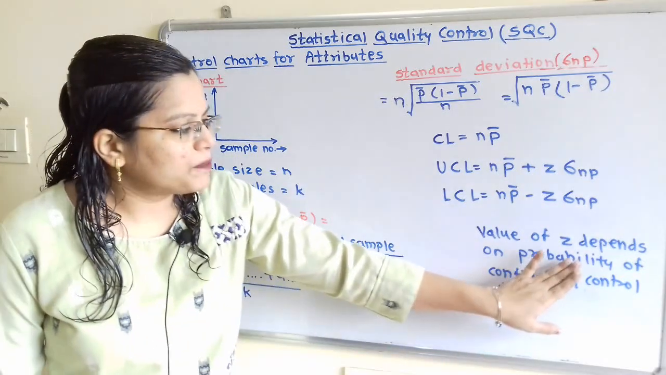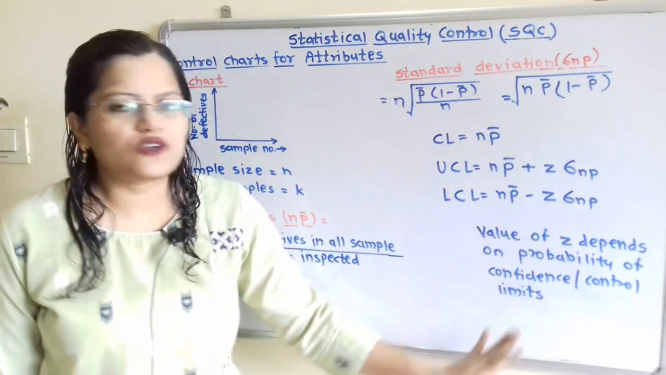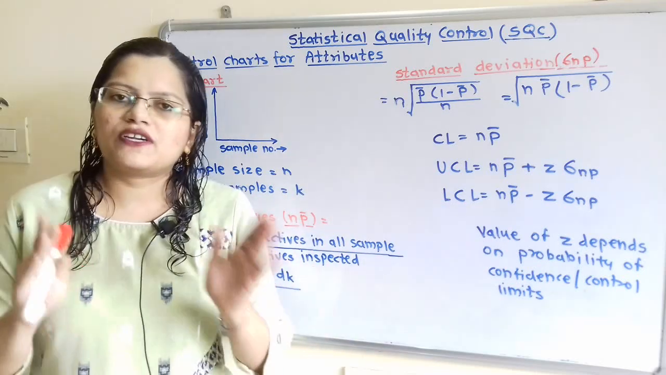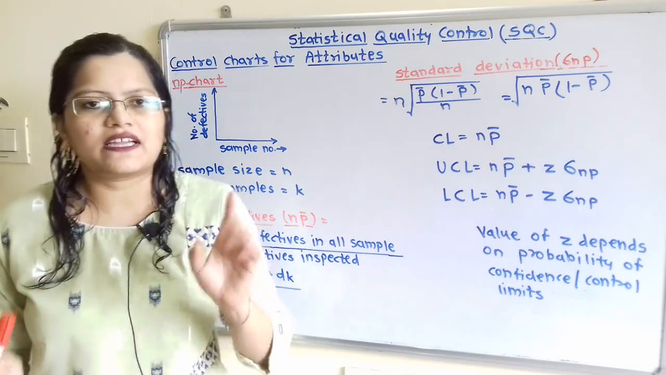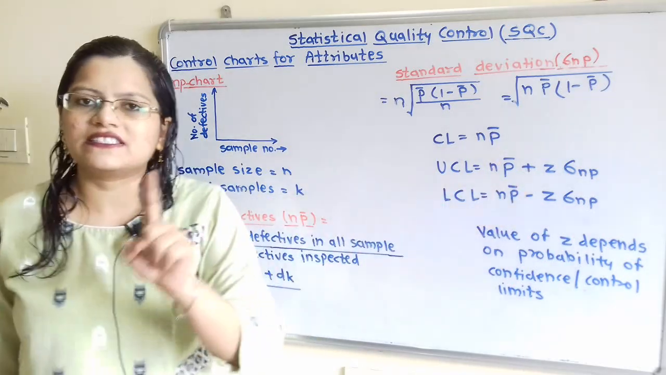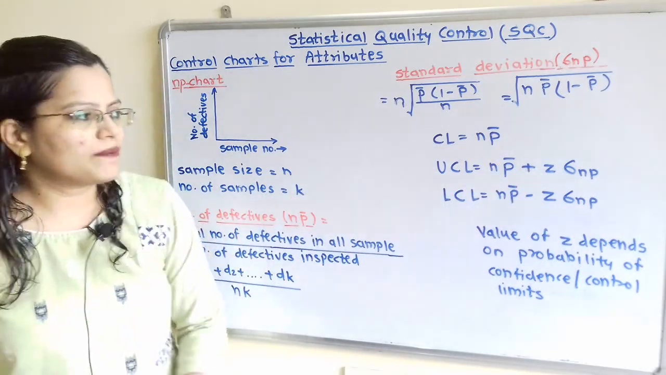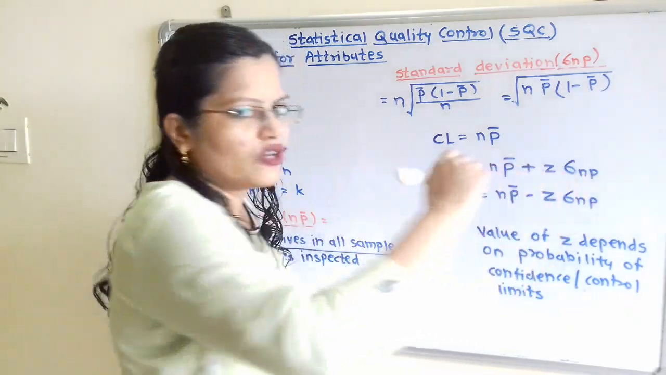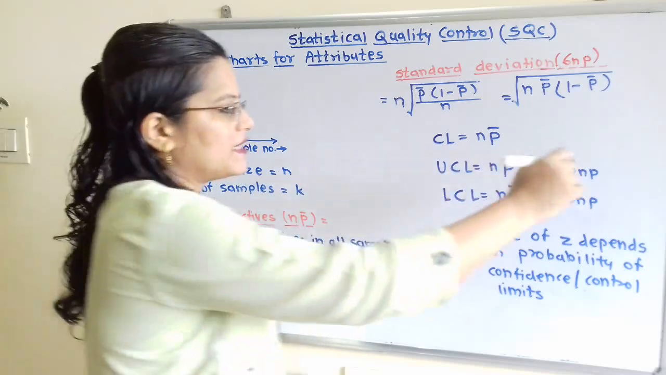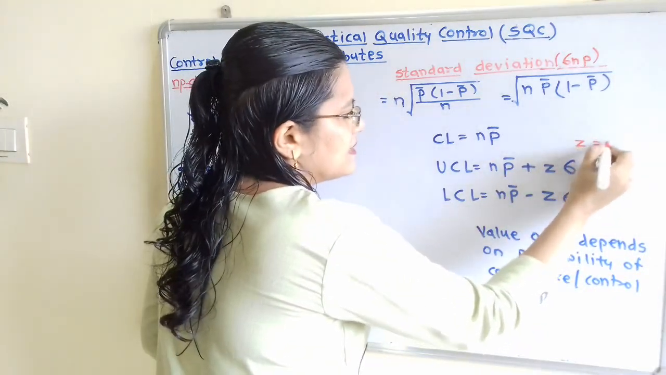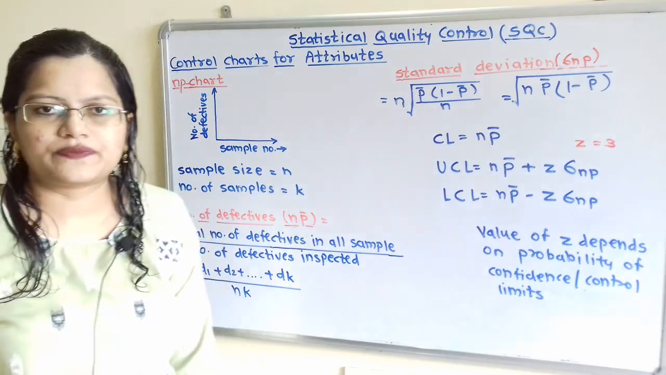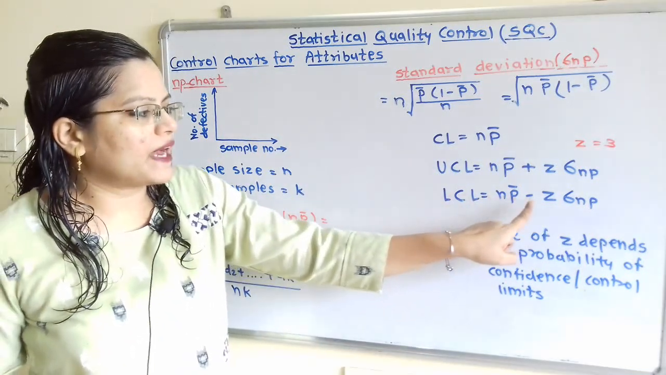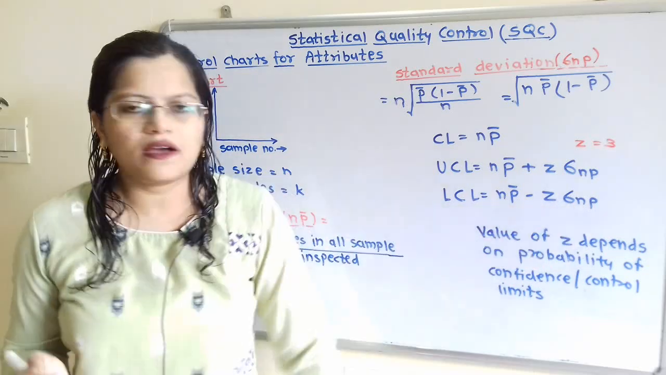So here if the probability of confidence and control limits both are not given, then we will consider the probability of confidence as 100%, and we will take the value of Z equal to 3. So remember, if control limits and this probability of confidence or percentage error are not mentioned, then always take Z equal to 3. Then lower control limit is equal to NP bar minus Z into sigma NP.